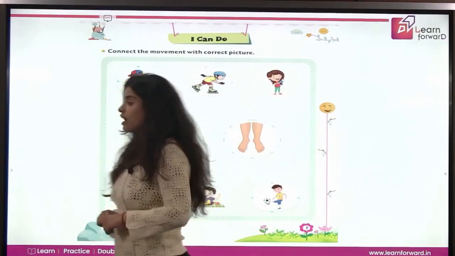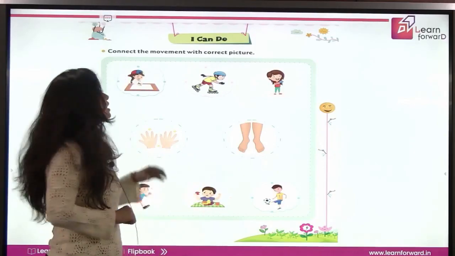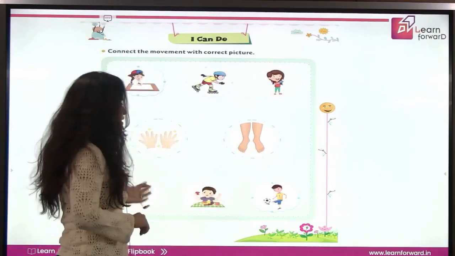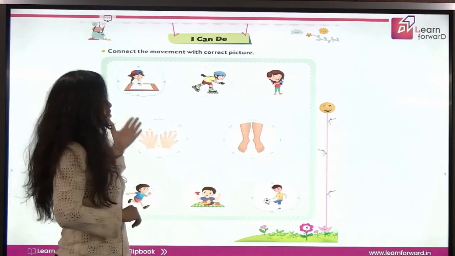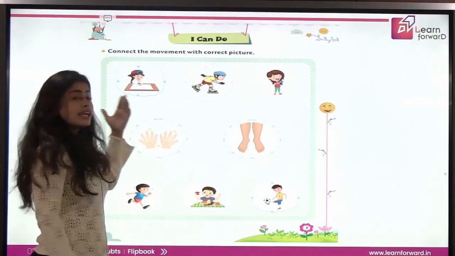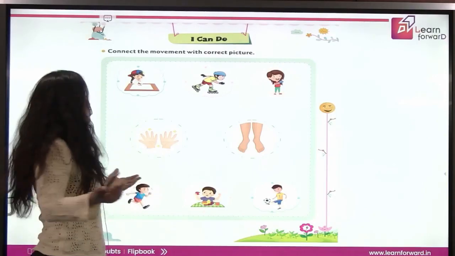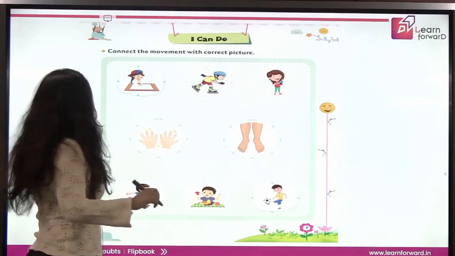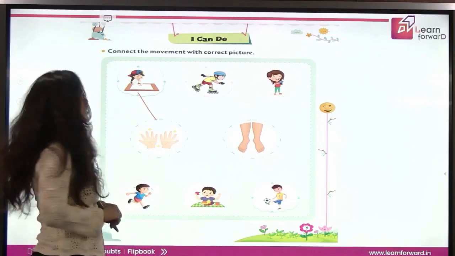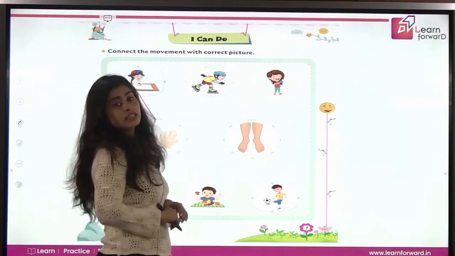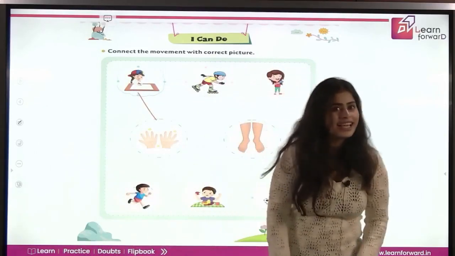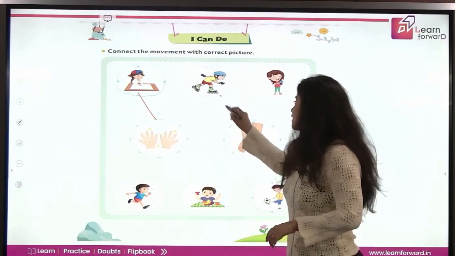Okay. Now we have to do this activity. Connect the movement with the correct picture. These are some body movements and हमें इनके साथ correct picture को match करना है. चलिए करते हैं. First is the writing part. And how do we write? We write through our hands. So we will match it with the hand. Like this. Okay? Next is skating. This boy is skating. और हम skating कैसे करते हैं? अपनी legs से करते हैं. So we will match it with the legs.